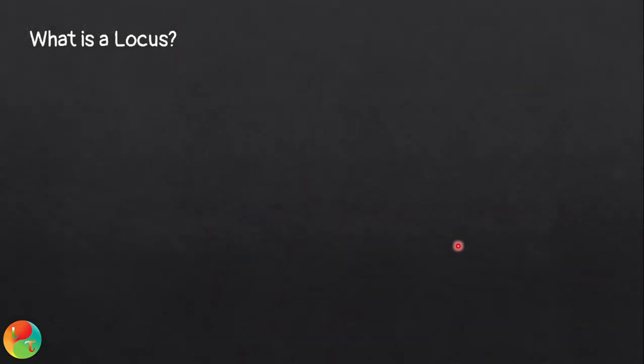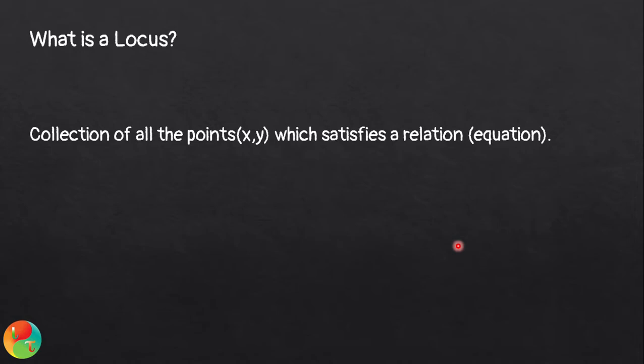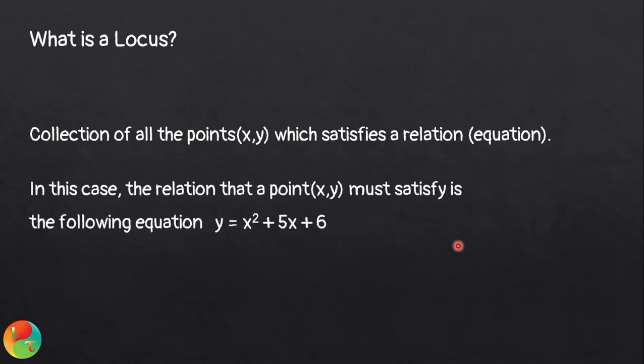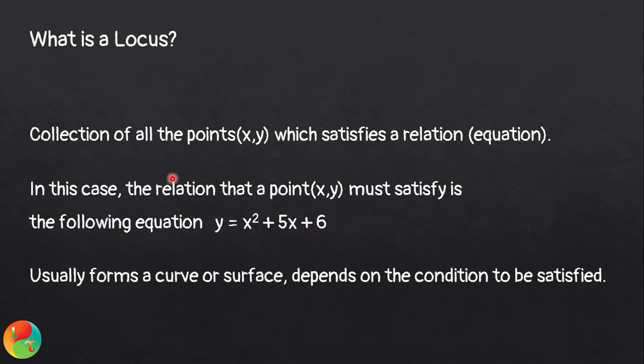What is a locus? Locus is a collection of all the points in the form of x and y which satisfies a relation. So in this case, the relation that a point x comma y must satisfy is the following equation: y is equal to x square plus 5x plus 6. Usually it forms a curve or a surface depending upon the condition to be satisfied.